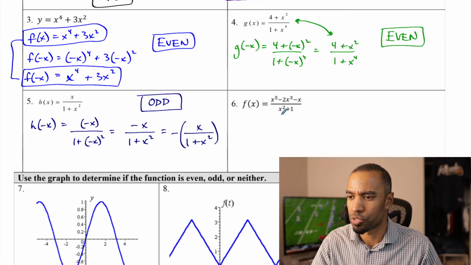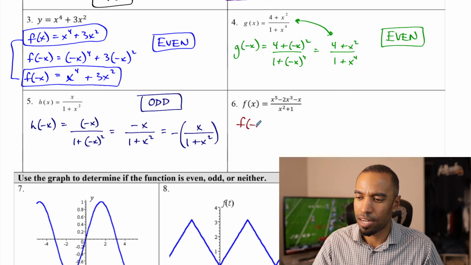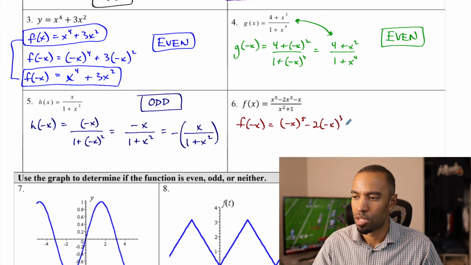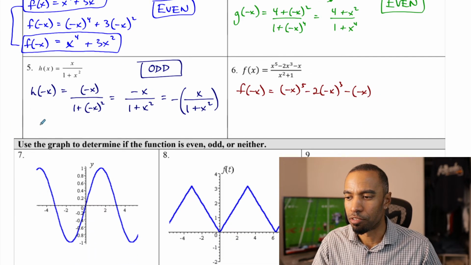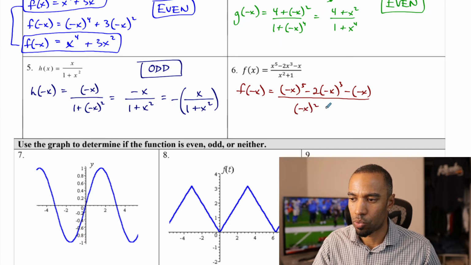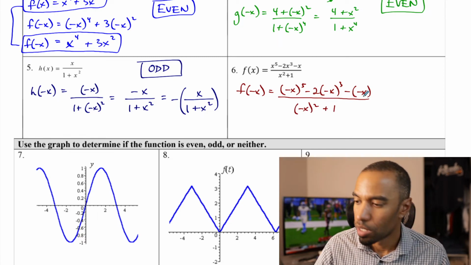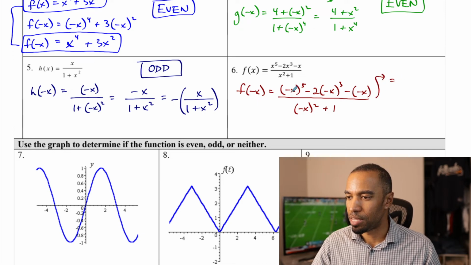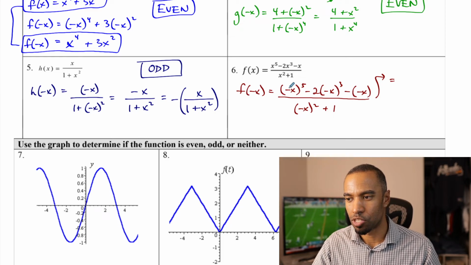Let's do a color I haven't chosen yet. F of negative x here. On top, I'm going to get negative x to the 5th minus 2 times negative x cubed minus negative x. Okay, and that's all divided by negative x quantity squared plus 1. Okay, kind of running out of room on my own there. So again, to the 5th power, to the 3rd power, and to the 1st power here, all these signs will change.